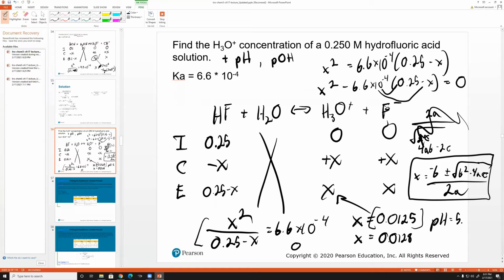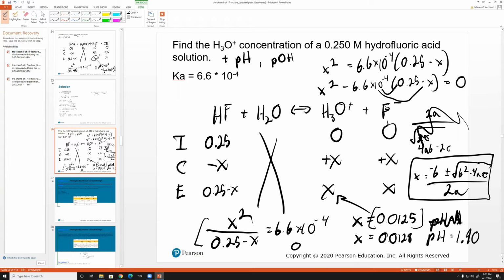0.0125. Yeah, 1.9. So pH equals 1.90. Okay, good. Right. And that makes sense.